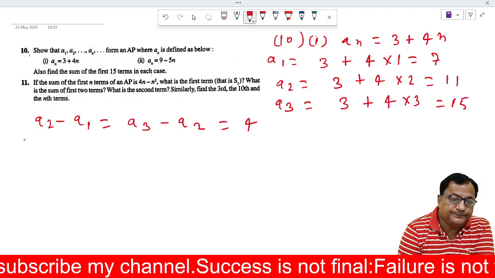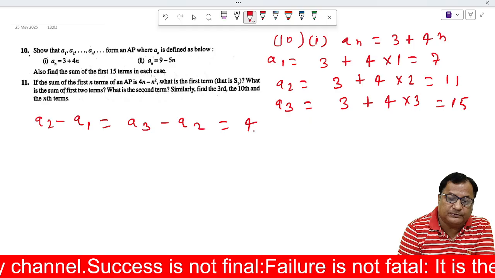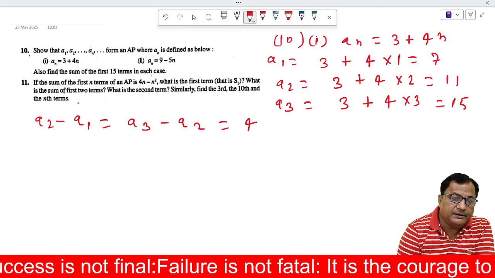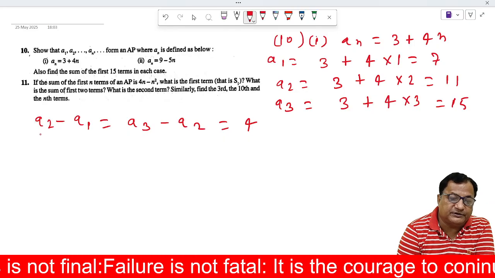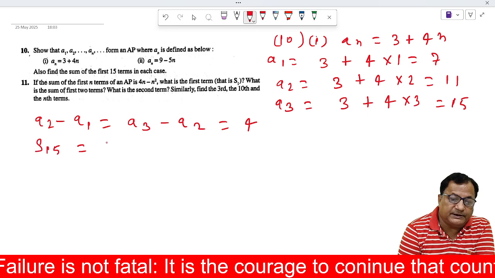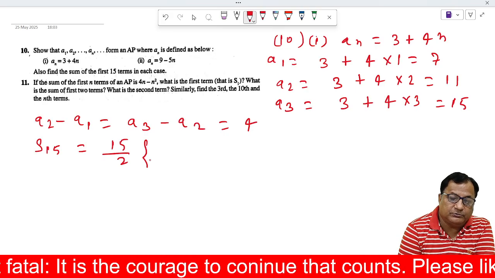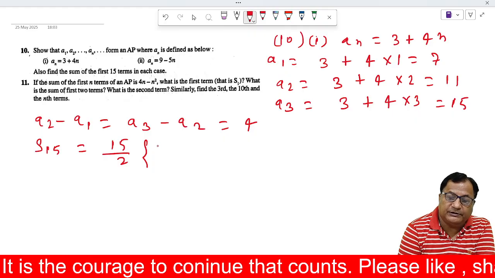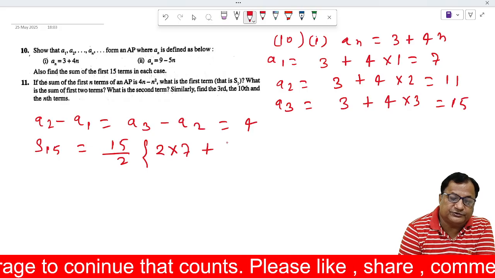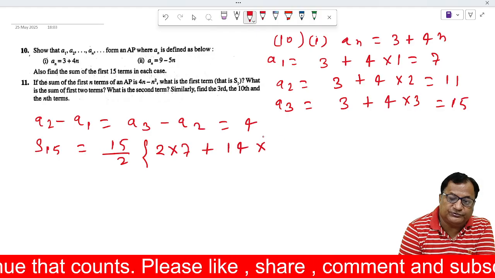So this is in AP. And we have to find the sum of the first 15 terms, means S15. S15 will be n by 2, n is 15, so 15 by 2 into 2a, a is here 7, so 2 into 7 plus 15 minus 1, that is 14, into d. d is 4.